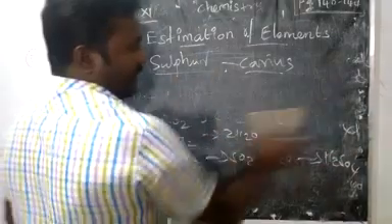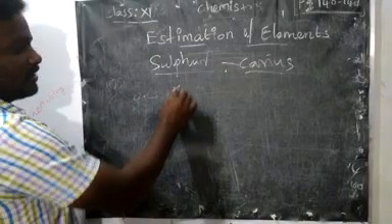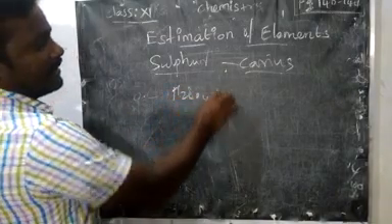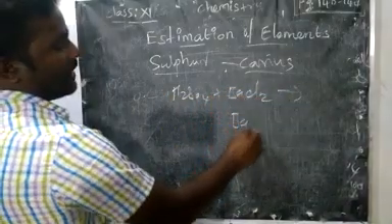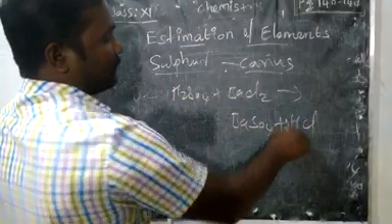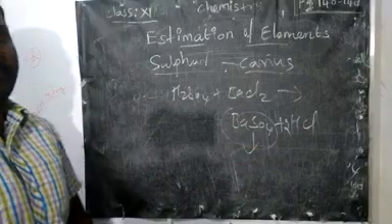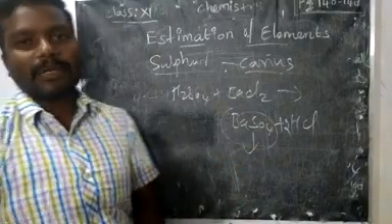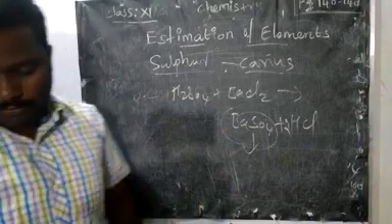Then we cannot directly measure sulfur in H2SO4. So the H2SO4 is treated with barium chloride. It will produce barium sulfate along with HCl. Now the barium sulfate you can measure. By measuring the weight of barium sulfate, we can find the amount of sulfur present in this compound, right?